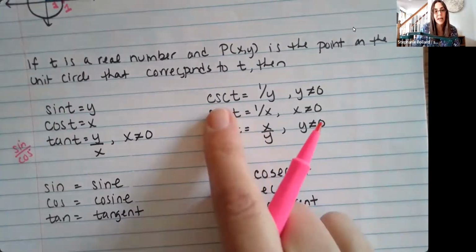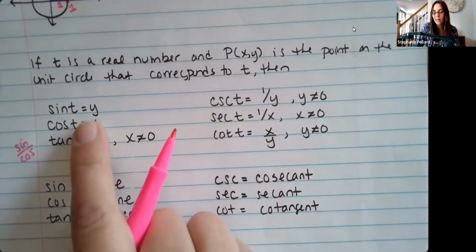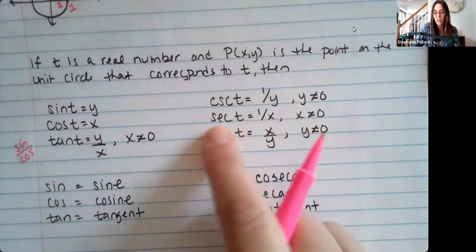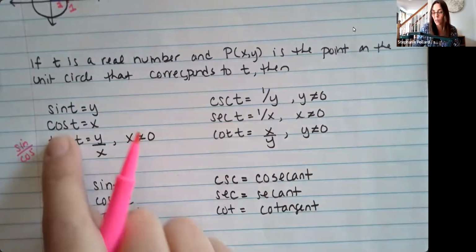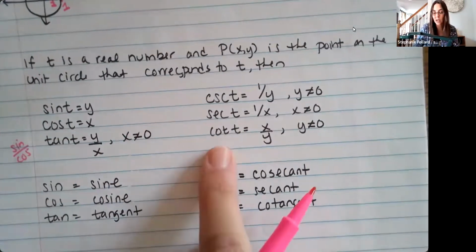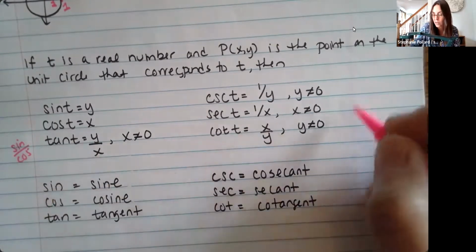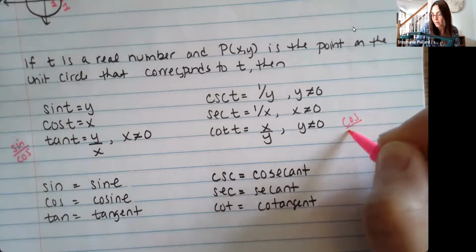For cosecant, it's really sort of the opposite of sine. So you're taking the reciprocal, 1 over y. Secant would be the opposite or reciprocal of cosine, so 1 over x. And then cotangent is the opposite or reciprocal of tangent, so x over y. So this is cosine over sine instead.